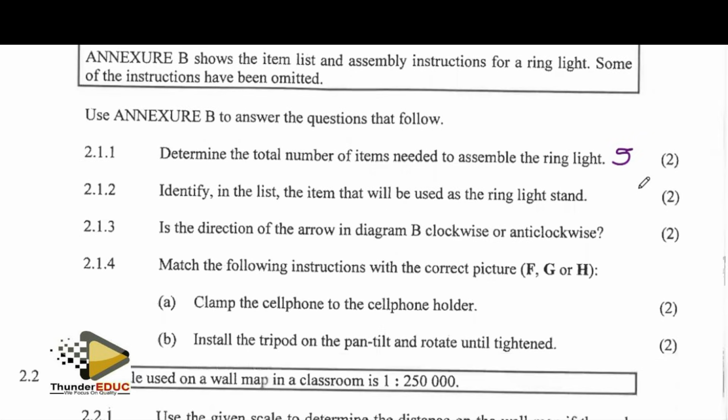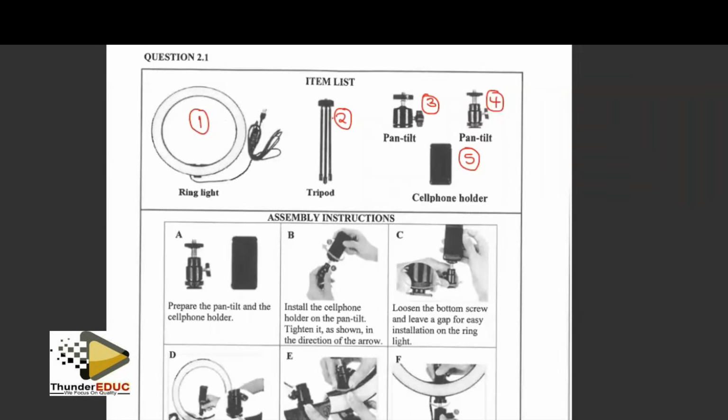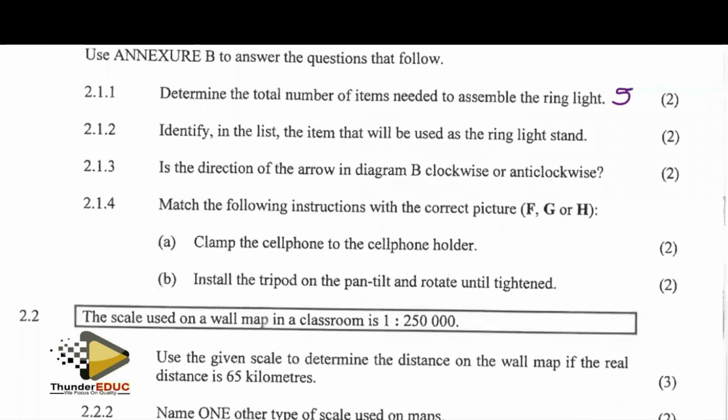Identify in the list the item that will be used as a ring stand. We go back here. This is a ring light itself. This is a tripod. These are too small to be stands. So it's number 2, which is called the tripod. The reason it's called a tripod is because it has 3 legs. So here we shall write it's a tripod.